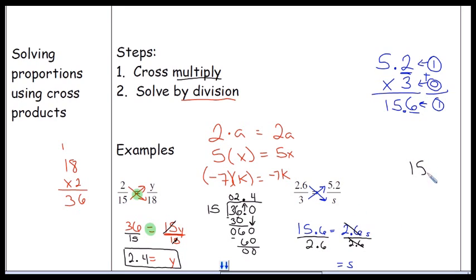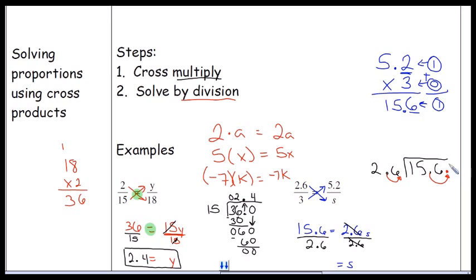Alright, so 15.6 divided by 2.6. So 15.6 is the top number. That's the number that goes inside. And 2.6 is the number that goes outside. So this 6 right here has a decimal in front of it, right? The first step that we have to do is we have to move that decimal to the right to make it a whole number. And if I do it on the outside, I have to do it on the inside exactly the same way. So since I only moved it once to the right, I only move my decimal once to the right on the inside as well.